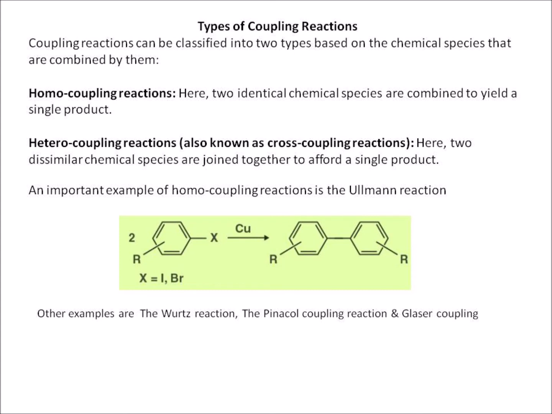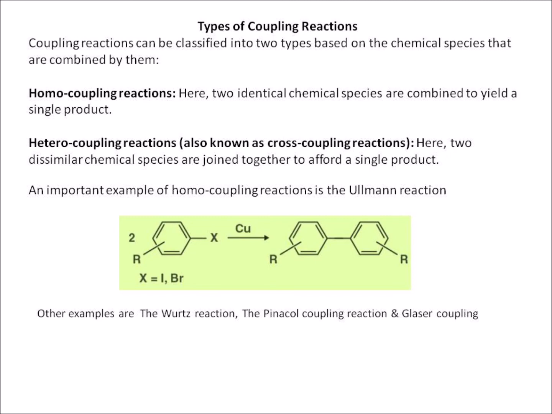Mainly there are two types of coupling reactions. First one is homocoupling reaction. The second one is heterocoupling or cross-coupling reaction. In homocoupling reaction, two identical chemical species are combined to yield a single product. In cross or heterocoupling reaction, two dissimilar chemical species are joined together to afford a single product.